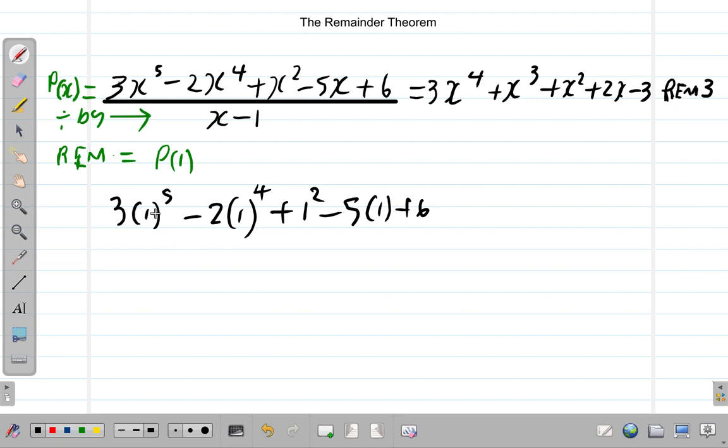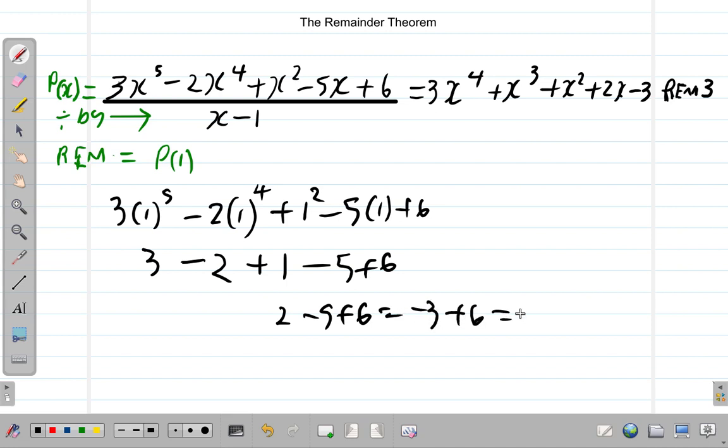3 times 1 to the 5th is just 3, minus 2 times 1 to the 4th is just 2, plus 1 squared is 1, minus 5 times 1, plus 6. 3 minus 2 is 1. 1 plus 1 is 2. So it's 2 minus 5 plus 6. 2 minus 5 is negative 3. So negative 3 plus 6 is 3. Oh well, it does work out with this example. The remainder is 3.